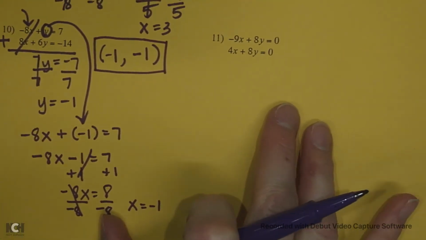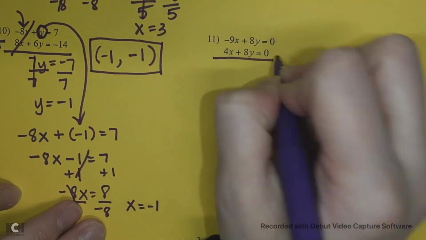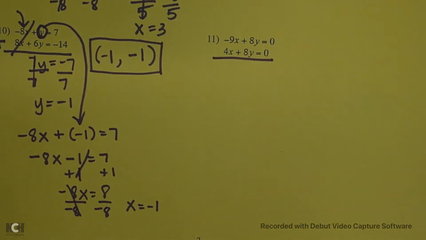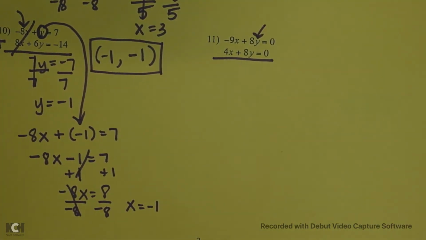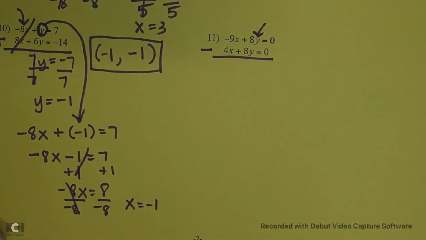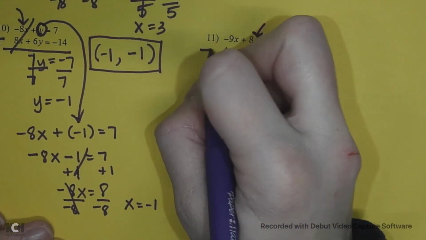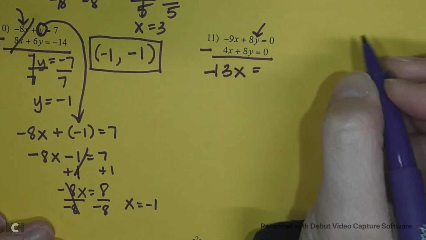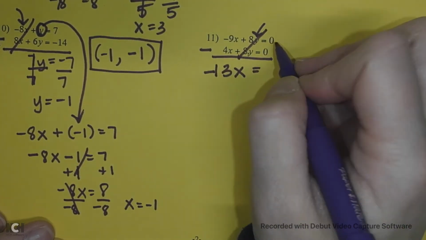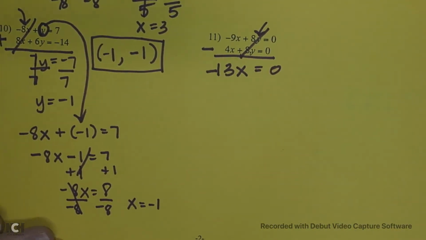Okay, last on this review for the first half is number 11. So we want the same number and the same letter, so that would be our y's this time. They have the same sign, so we're going to subtract. Negative 9 minus 4x is negative 13x's. 8 minus 8 is eliminated. 0 minus 0 is 0.